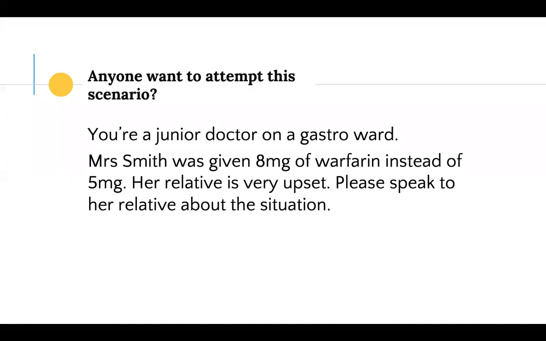So I'm just going to read the scenario for everyone. You're a junior doctor on the gastro ward. Mrs. Smith was given 8 milligrams of warfarin instead of 5 milligrams. Her relative is very upset. Please speak to her relative about the situation.